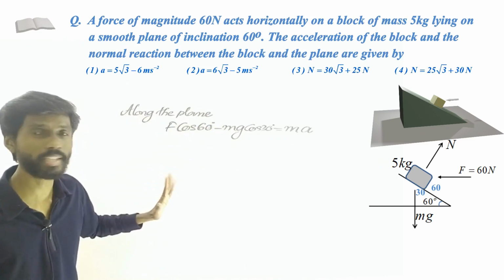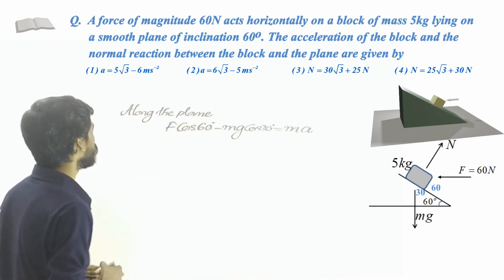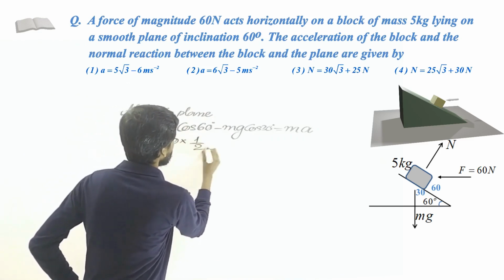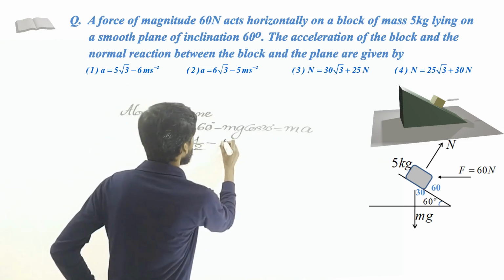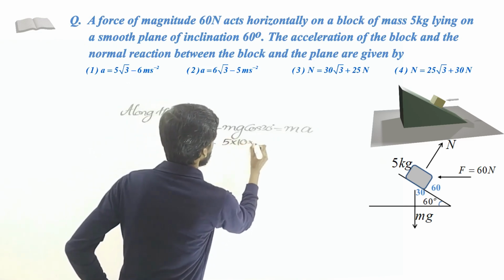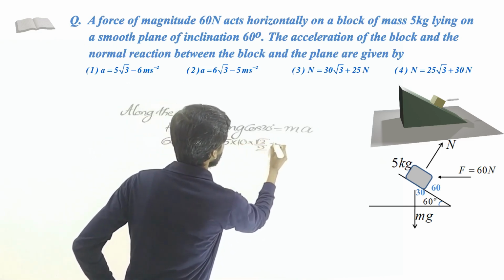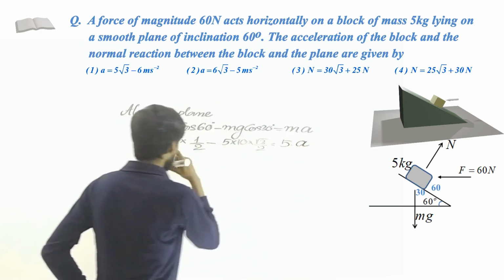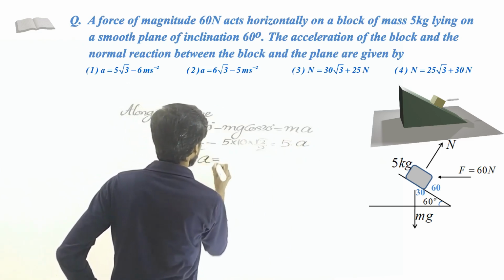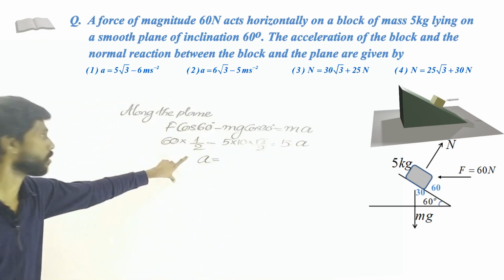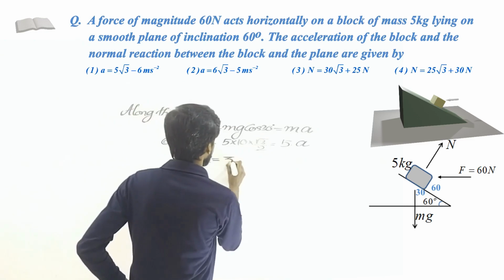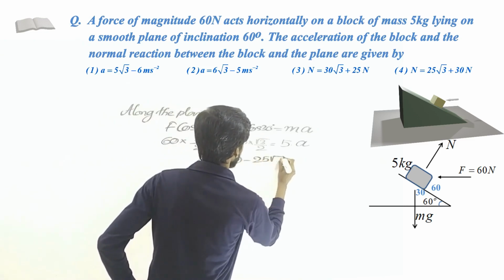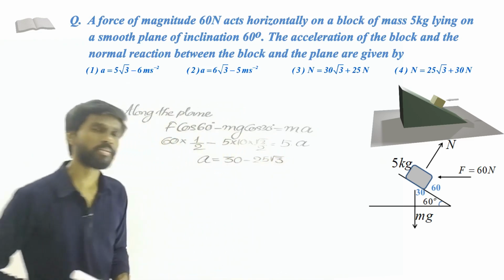Now let us simplify this. What is the force? That is 60 Newton. So 60 multiplied by cos 60 minus mg, so the mass of the object, 5 multiplied by 10, multiplied by cos 30, root 3 by 2, equal to 5 multiplied by the acceleration. That will give you the required acceleration. So 60 divided by 2 is 30 minus 25 root 3. So this is the acceleration.